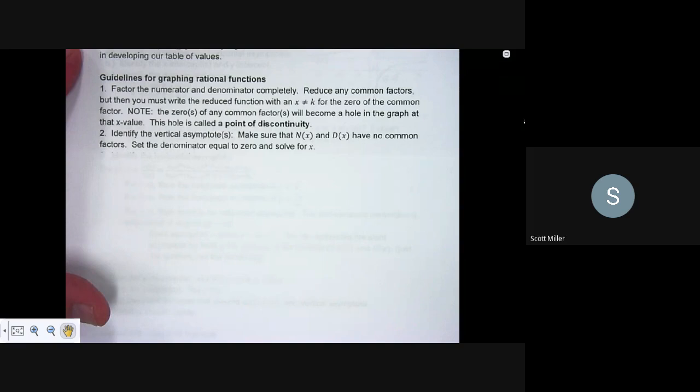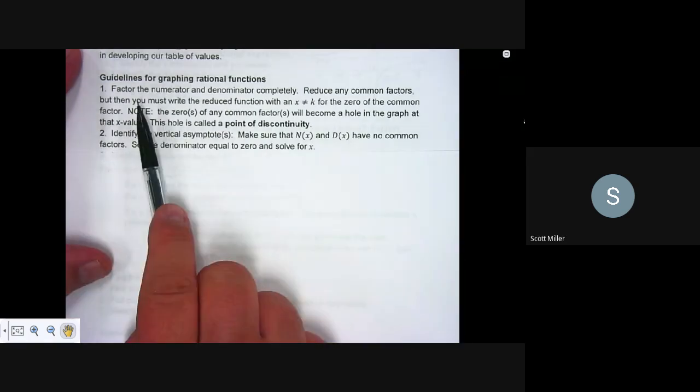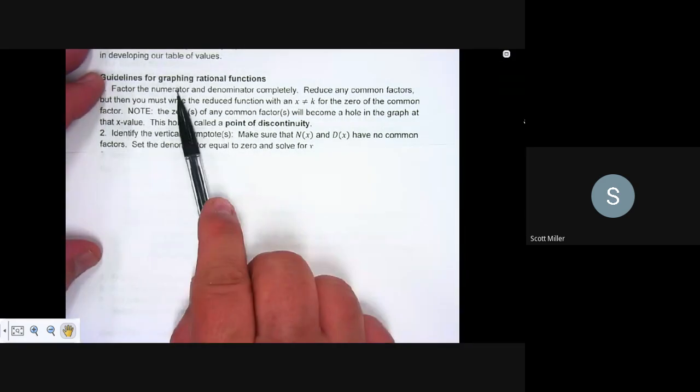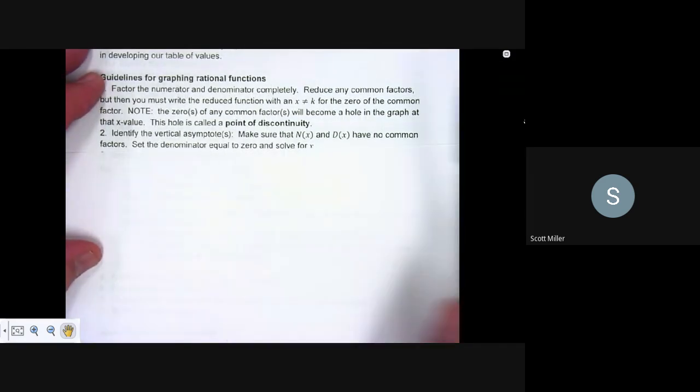Well, the first thing we want to look at is we need to factor the numerator and the denominator completely. This is important because it gives you some characteristics of the graph. Namely, it helps you find the vertical asymptotes and any points of discontinuity. So we're going to factor the numerator and the denominator completely down to linear factors.